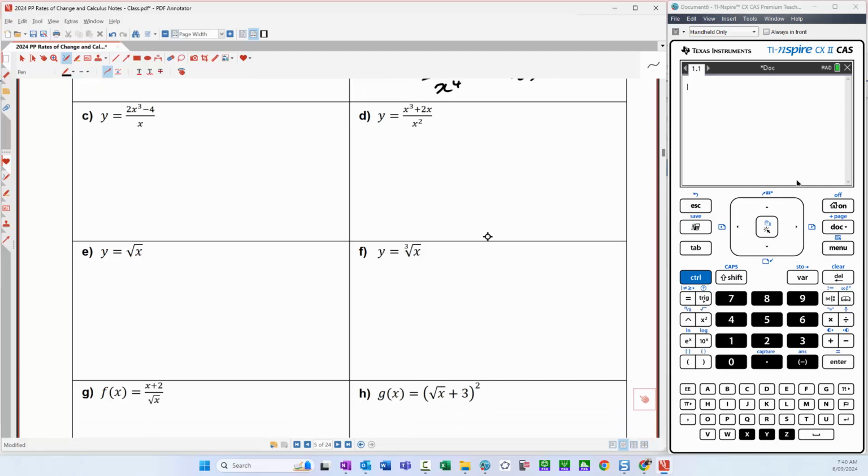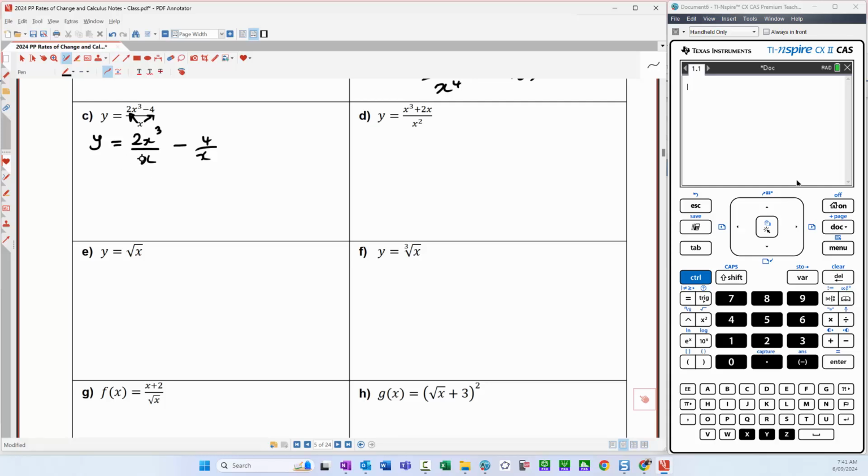Okay, how would you begin to derive this one here? Well, what we've got to do is divide both the terms in the numerator by the denominator. So this is the same as saying y equals 2x to the 3 over x, take away 4 over x. All we're doing is splitting the denominator between the two terms in the numerator.